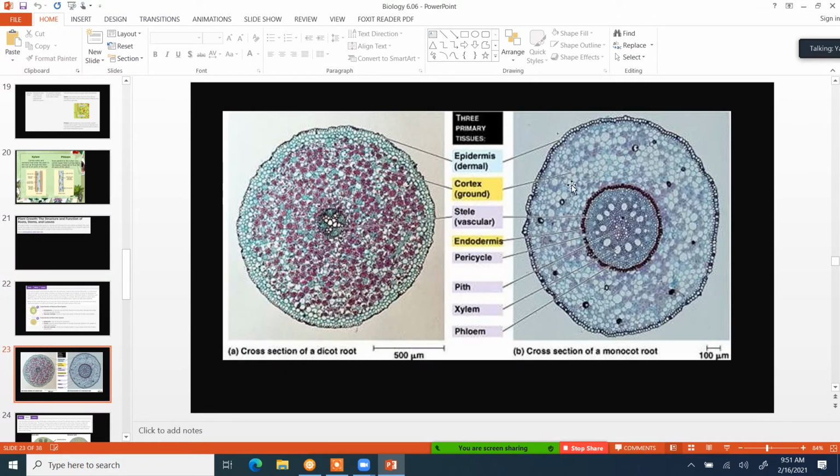So this out here is the cortex. The cortex is basically ground tissue, where a lot of the metabolic activity happens. That's where energy is stored, stuff like that.